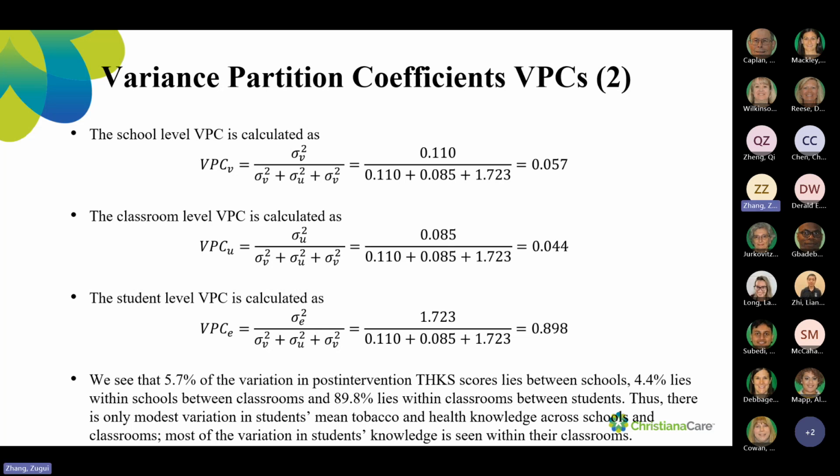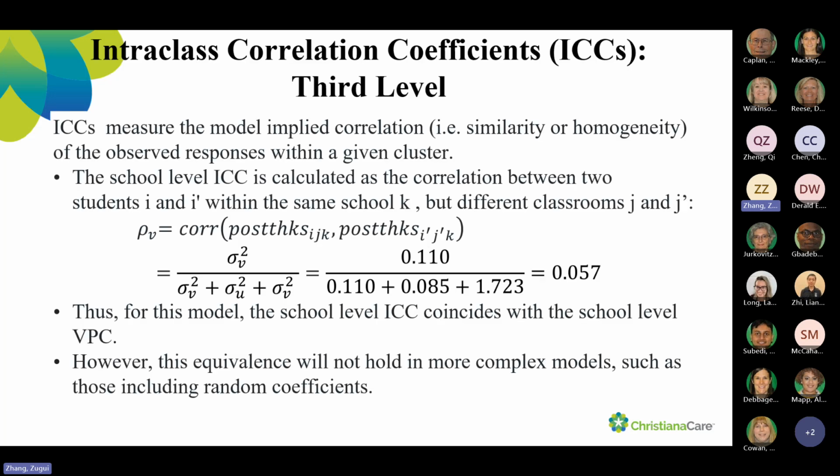So we can see the science scores' variation for the three different levels of importance. We can see 5.7% of variation due to the impact of school, 4.4% due to the classroom, and then the majority, about 90% of the score, due to the students, so that we can see the comparative importance.